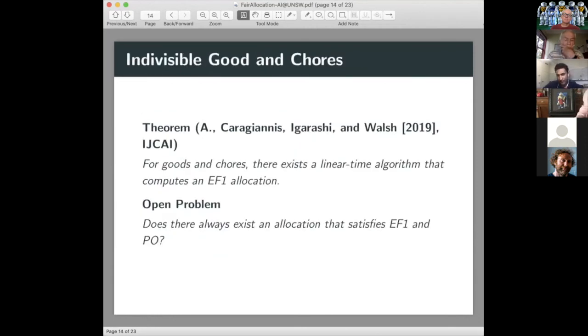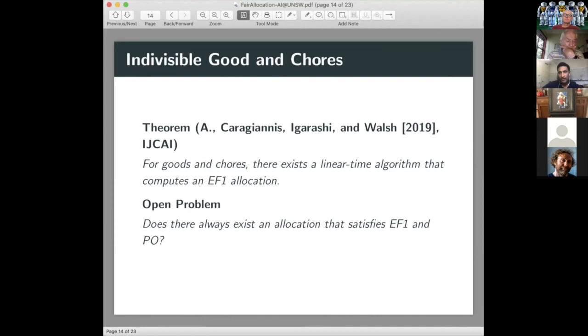This previous result that I mentioned was only for the case of goods, but obviously a lot of allocation problems are about allocation of tasks, which can be viewed as chores, or as agents getting negative utilities for getting those items. One approach that we took was to come up with a general framework which includes both goods and chores. And we showed that for this more general framework, there does exist an efficient algorithm which computes an EF1 allocation. It's not guaranteed to be Pareto efficient. And in fact, even the existence of an EF1 and Pareto optimal allocation is still an open problem.